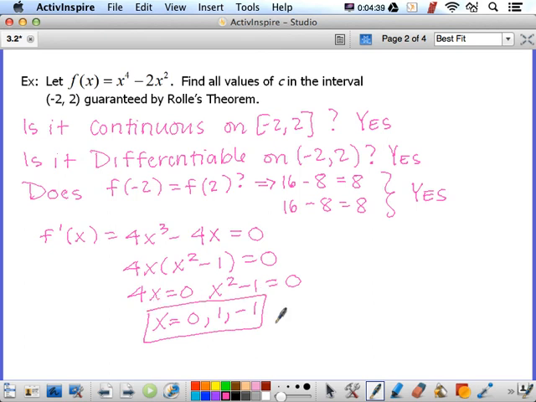Those are also called horizontal tangent lines. So those would be the places where there would be horizontal tangents. So that's all that Rolle's theorem is saying. It's telling you that you can find at least one, a minimum of one place, as long as these three conditions are met, where the first derivative equals 0. And it turns out it happened 3 times in that interval.